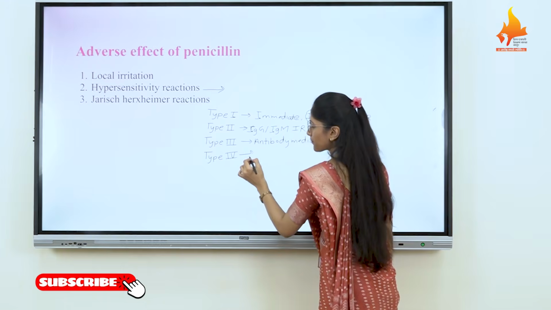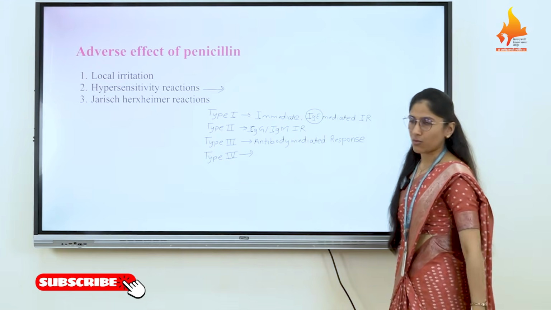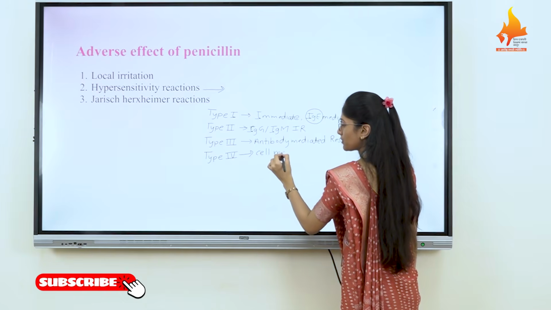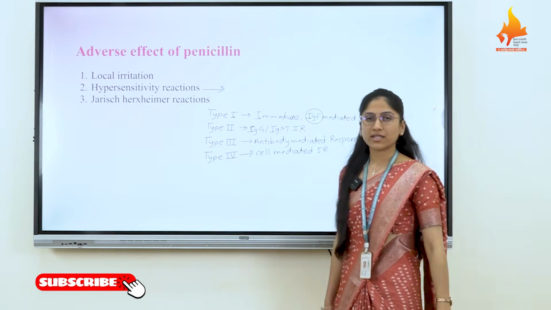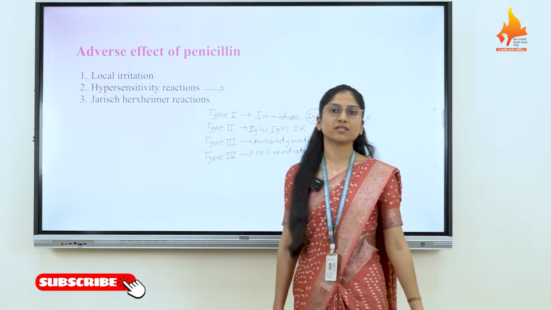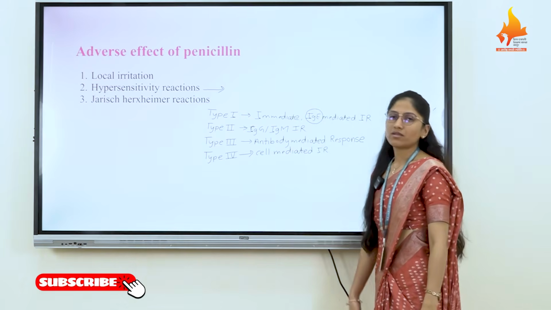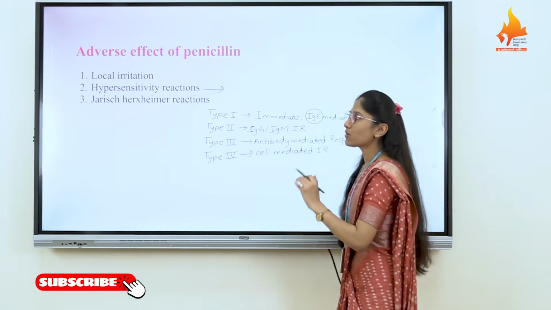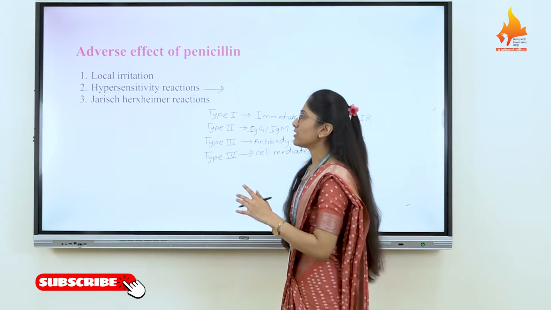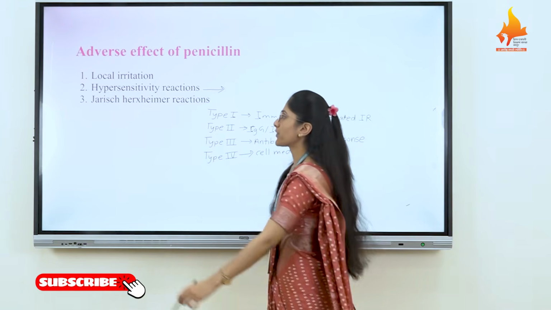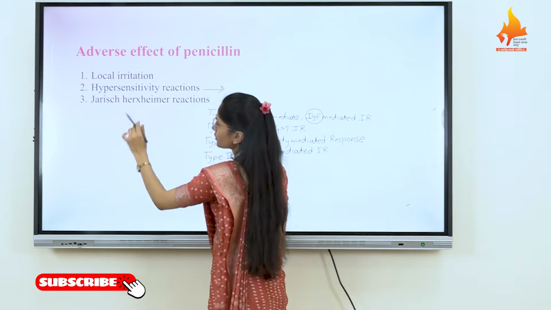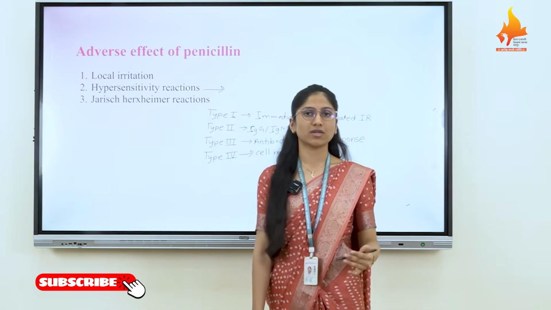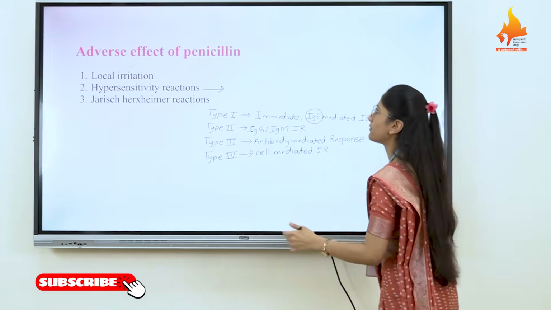And the last type, that is type 4, is known as cell mediated immune response. So T cells are responsible to release cytokine. That response is nothing but the cell mediated immune response. The most common adverse effect is hypersensitivity reaction. Third adverse effect is Jarisch-Herxheimer reaction, which is nothing but the inflammation occurring in that particular body part. So these are the adverse effects.